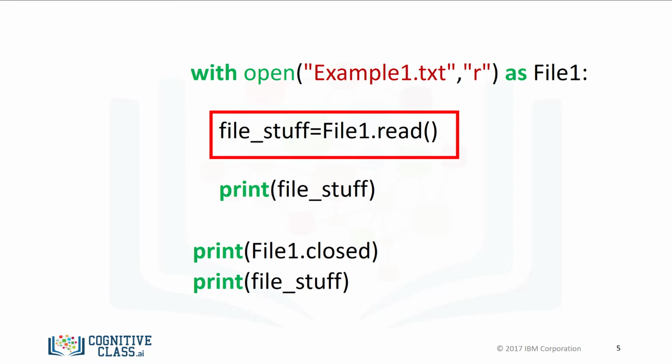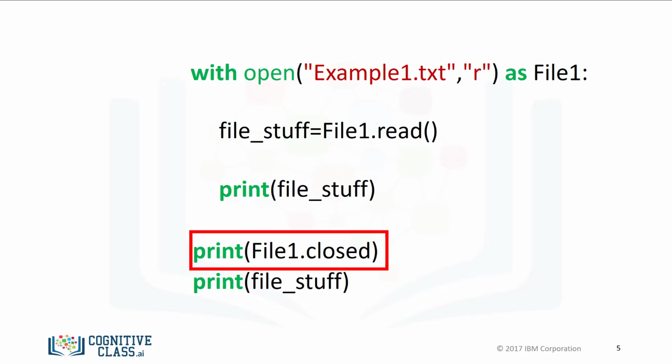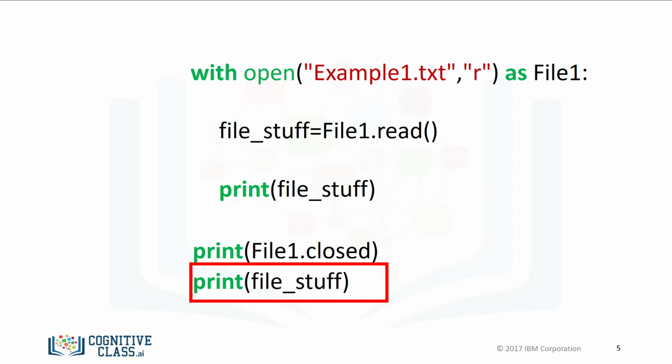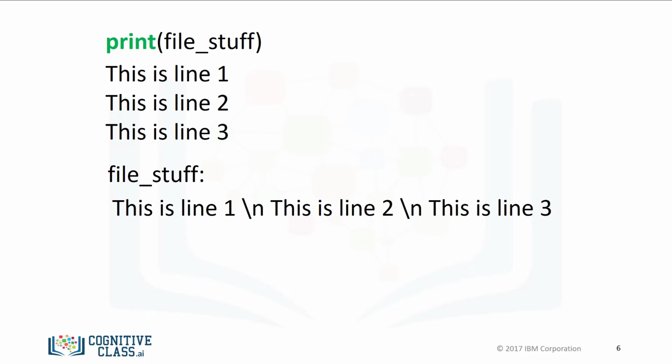The method read stores the values of the file in the variable file_stuff as a string. You can print the file content. You can check if the file content is closed, but you cannot read from it outside the indent. But you can print the file content outside the indent as well. We can print the file content. We will see the following. When we examine the raw string, we will see the \n. This is so Python knows to start a new line.